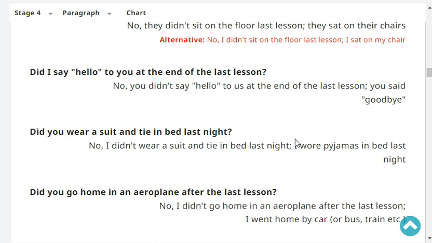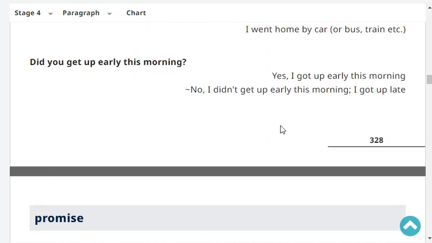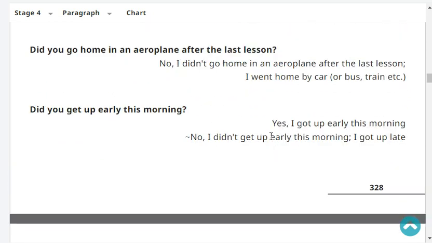Did you go home in an airplane after the last lesson? No, I didn't go home in an airplane last lesson. I went home by walking. Did you get up early this morning? Yes or no? Yes, I got up early this morning.